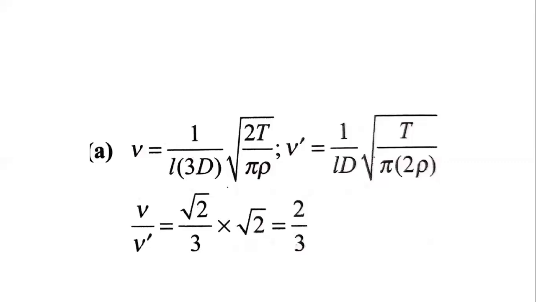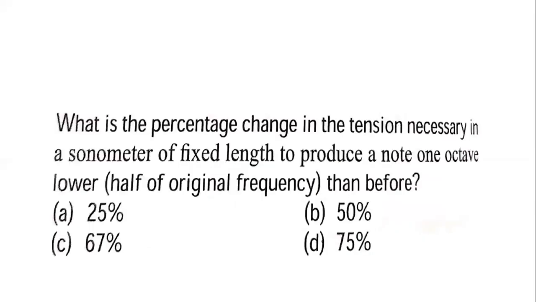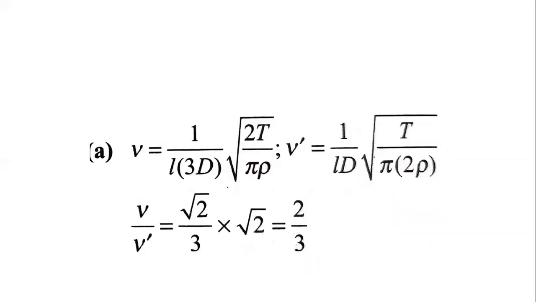So take the ratio of nu and nu dash. All those terms like tension, diameter and densities get cancelled. So what you get is nu by nu dash equal to root 2 by 3 into root 2, which equals 2 by 3. So your answer must be 2 by 3.